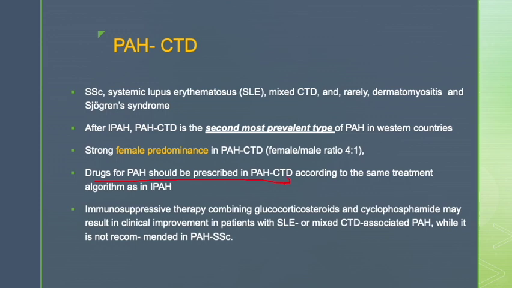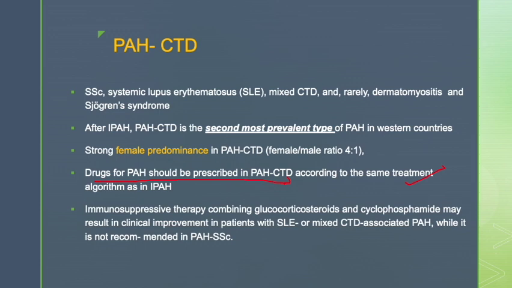Now it's essential to remember that the drugs used for pulmonary artery hypertension can be prescribed in pulmonary artery hypertension related to CTD according to the same treatment algorithm. That same treatment algorithm which we saw in the previous video, and I will be linking it in this video as well for you to go back and reference, can be used in CTD patients. So we do not need newer medications.